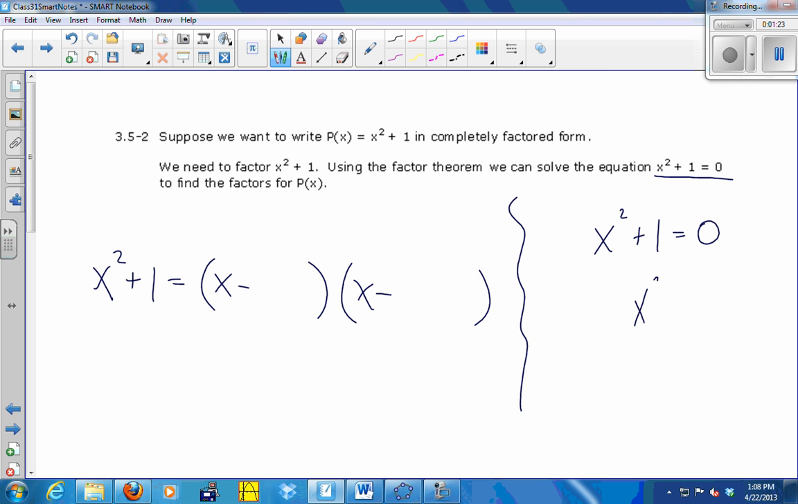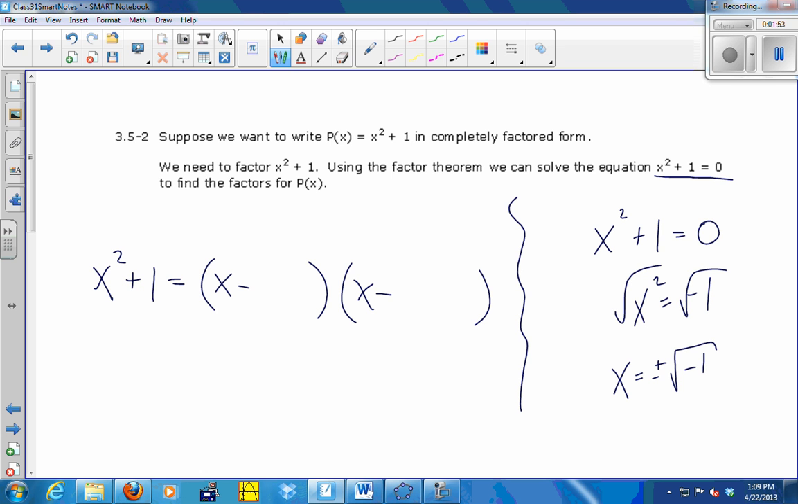So I'm trying to solve this. I get x squared equals -1. Then what should I do? Square root both sides. And I get x equals plus or minus the square root of -1. Now, up until this very moment in your math education, we have told you there are no solutions, right? There are no real solutions because we lived in this world of real numbers. You can't take the square root of a negative number.